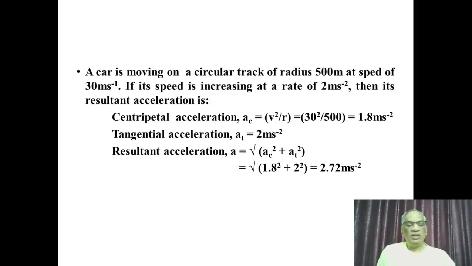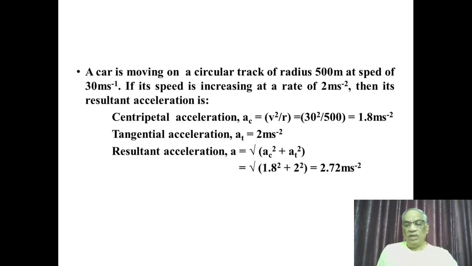So the resultant acceleration A is equal to the square root of AC square plus AT square, that is the square root of 1.8 square plus 2 square, that's 2.72 meters per second square. Hope you got some idea about circular motion and the application of the points discussed in solving some of the numericals.